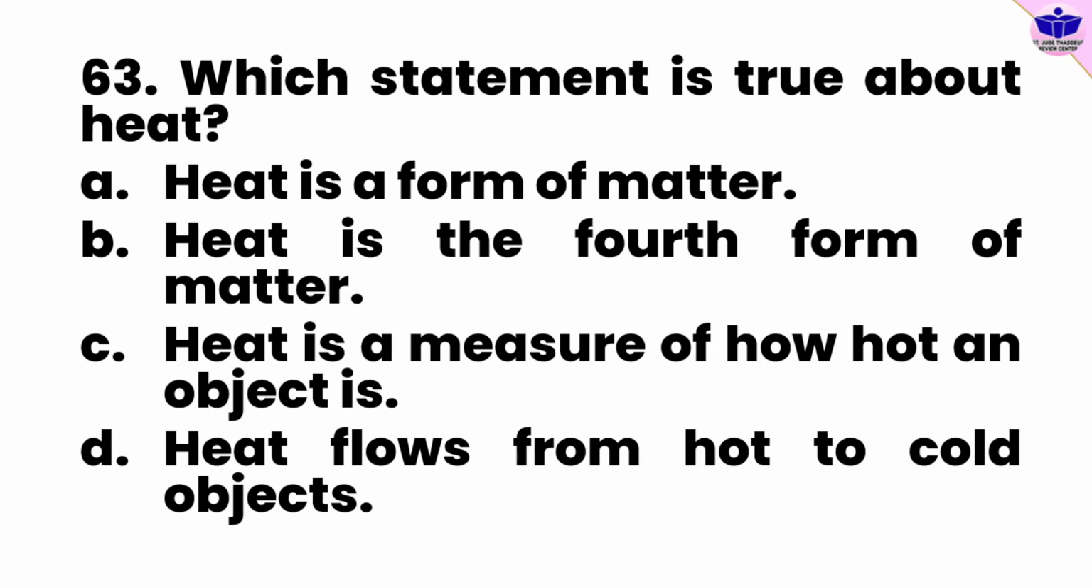The truth about heat is it flows from hot to cold objects because heat is just the flow of energy from hot to cold objects. Heat is not a form of matter, heat is not the fourth form of matter, and heat is not the measure of how hot an object is. That is temperature for letter C. But the truth is, heat flows from hot to cold objects.